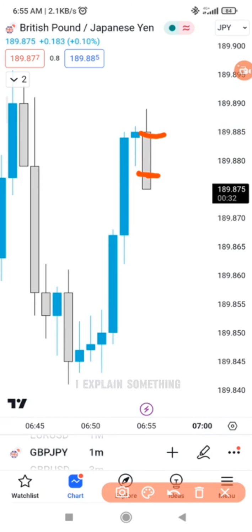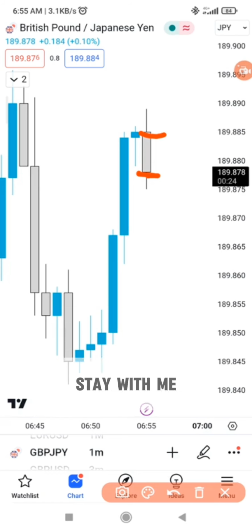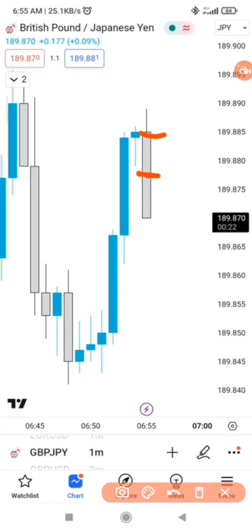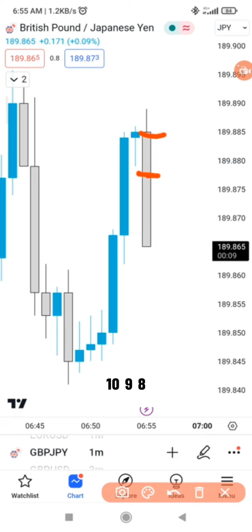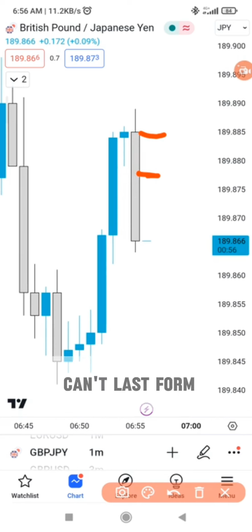I want you to wait for the close so that I can explain something to you. Stay with me. That candle will form anywhere from now, in the next 13 seconds, 12, 11, 10, 9, 8, and that candle will form. Good, and a candle has formed.